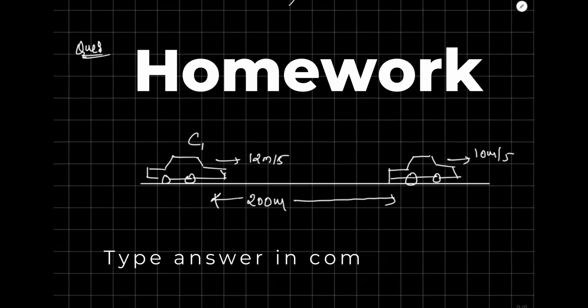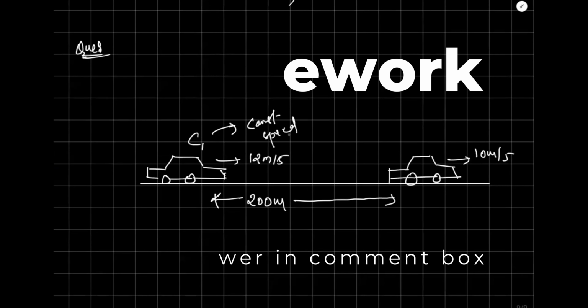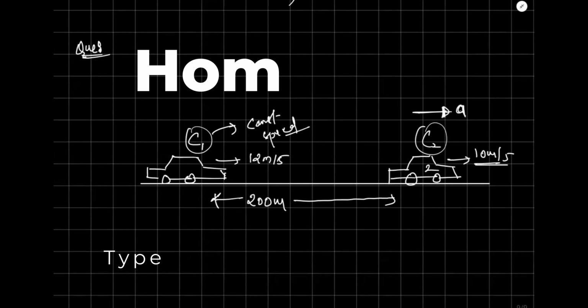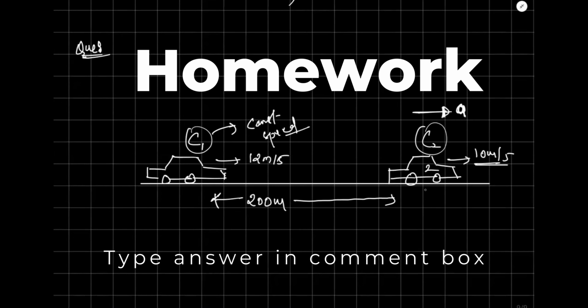It is given to you that car C1 is moving with constant speed, or here you can say the velocity also. The separation between car 1 and car 2 is 200 meter. The velocity of car 2 is 10 meter per second. You have to find the minimum acceleration required by car A. You have to find the minimum acceleration of this car so that both cars will not collide.